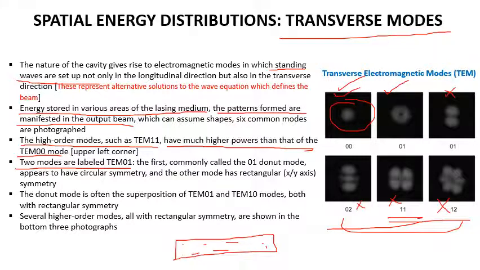Here, two modes are labeled TEM01. There are two kinds of TEM01. This one is a donut shape, and these are 2D spots. The first one is commonly called the donut mode. Definitely it has a circular symmetry. The other mode, which is 01, is rectangular, X over Y axis, because it has a rectangular symmetry. If you have studied symmetry you may understand, but at the moment it's not necessary.